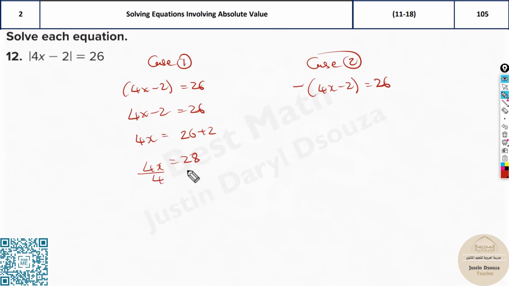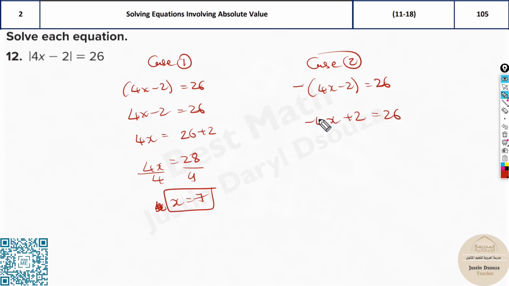Divide both the sides by 4. What do you get? 1 time over here, 7 times. This is x is equal to 7. That's the correct answer. And over here, it's minus 4x plus 2. That is equal to 26.